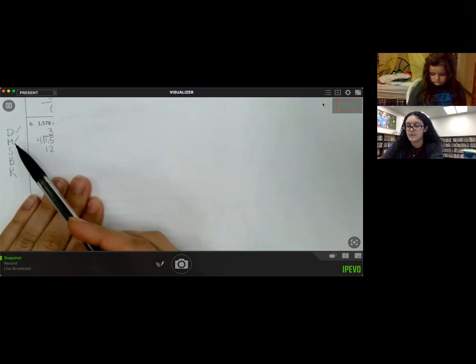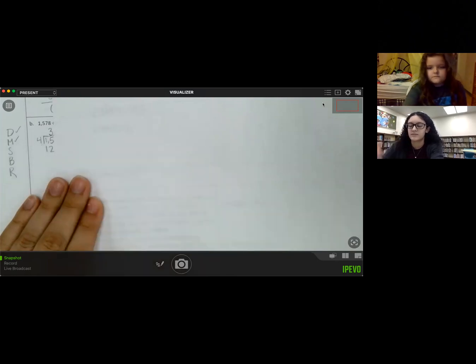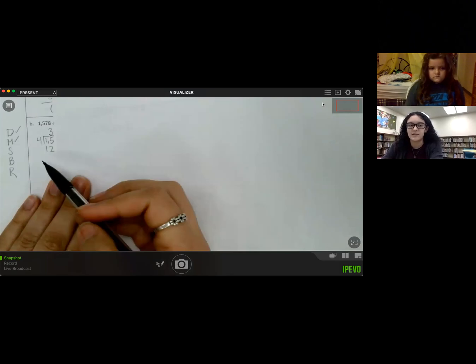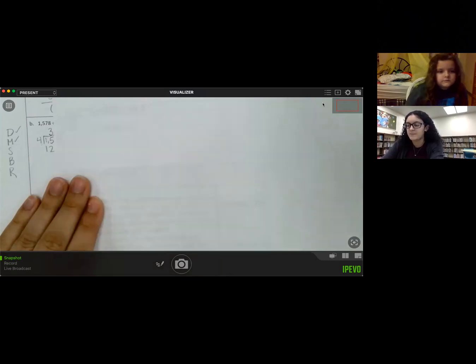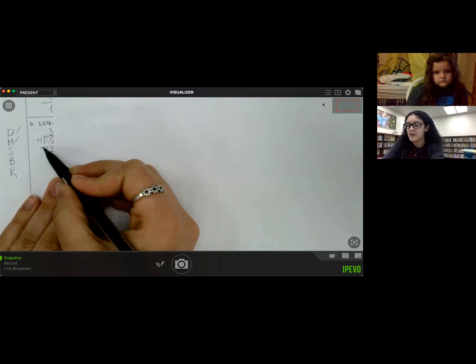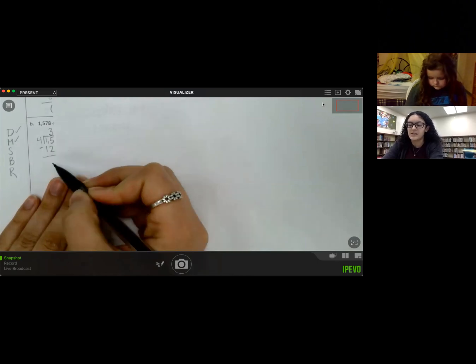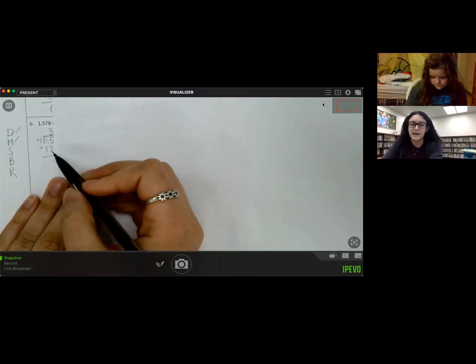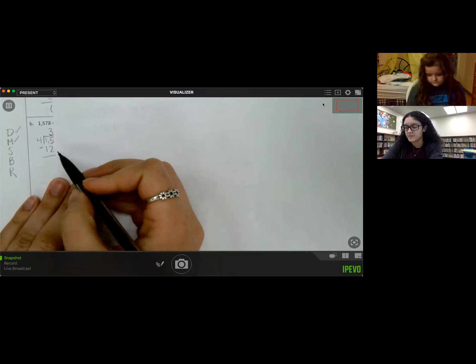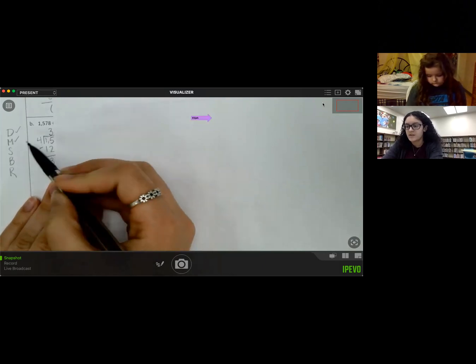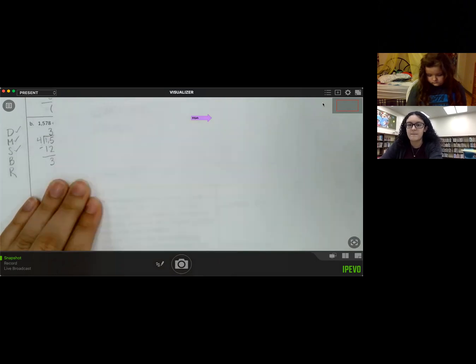So then Tegan, we multiplied. What's the S stand for? Subtract. So what are we going to subtract? 15 minus 12, because we're taking away 3 groups of 4 from 15. And then what do we have left? 3. So now we subtracted.